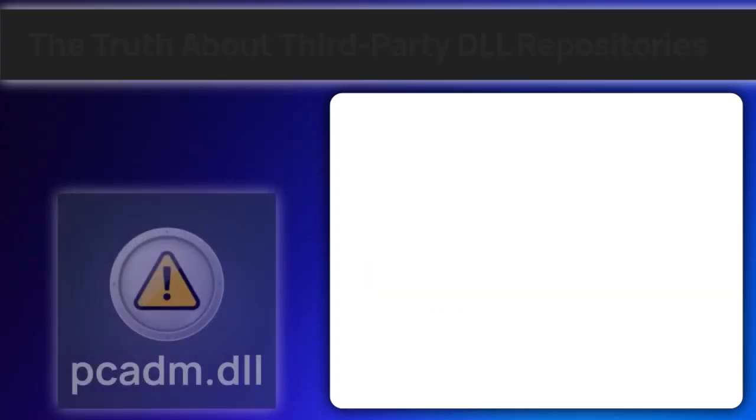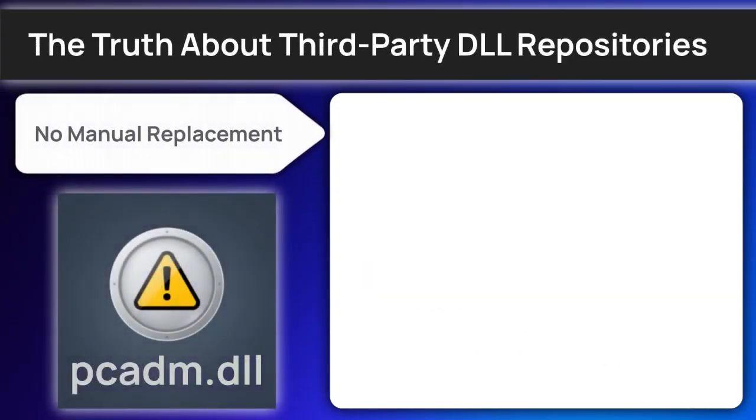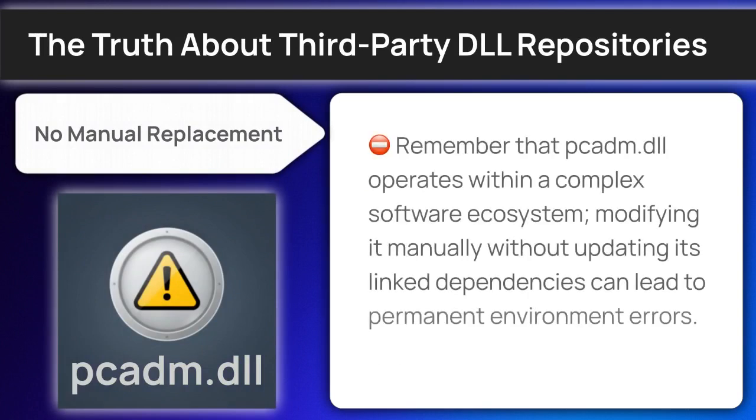To ensure long-term stability, we should review the safety risks associated with unverified file sources. The statistical risk of a blue screen of death increases significantly when you attempt to manually swap out critical files like Pcadm Library DLL within your System32 or SysWOW64 folders.